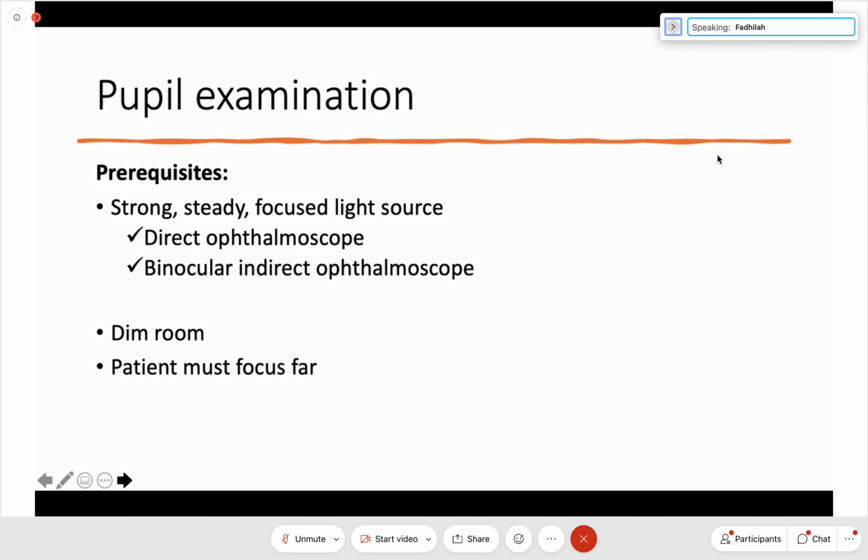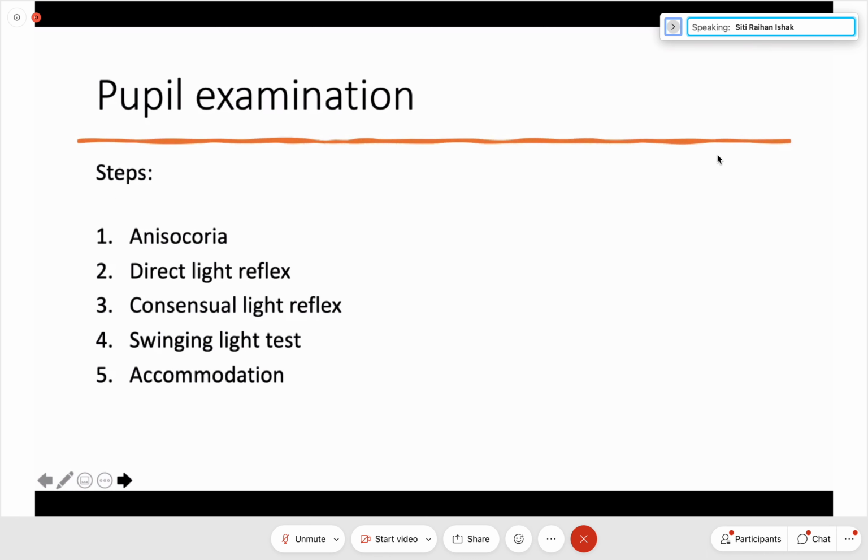In terms of examination, you need to have a room where you can dim the light, and the patient must focus well. So let's move on to the steps for pupil examination. These are the 5 steps that you have to do. I encourage you to follow the steps.